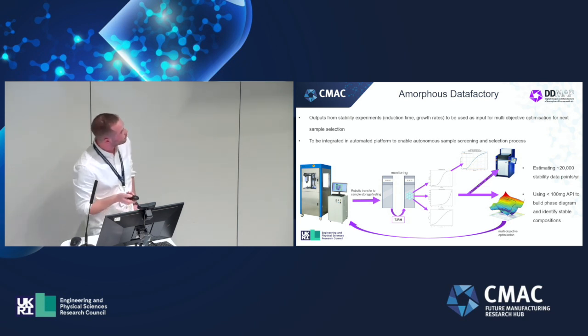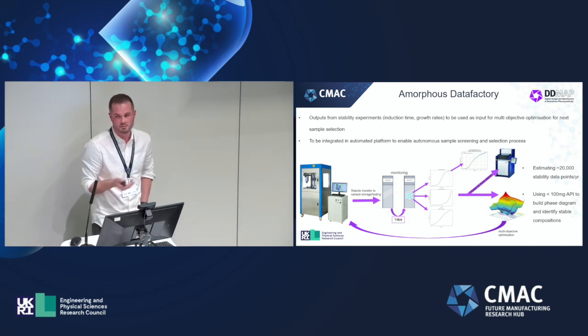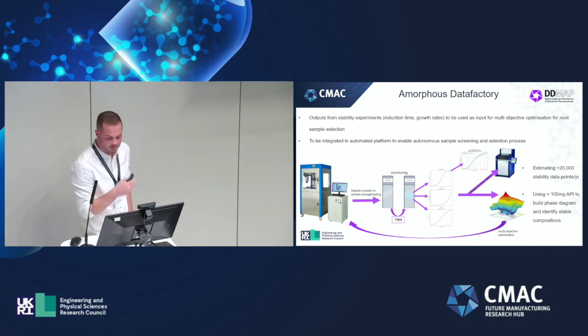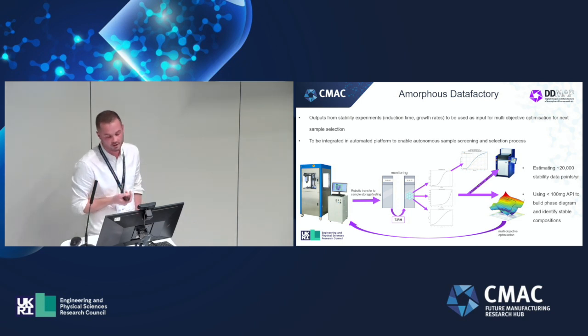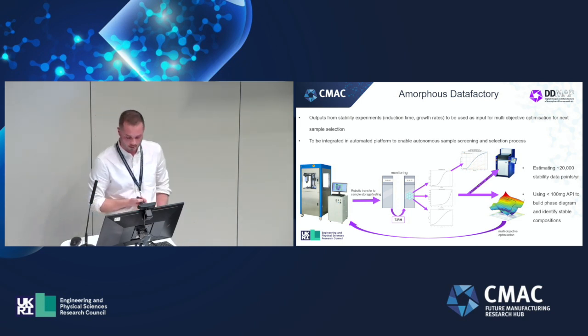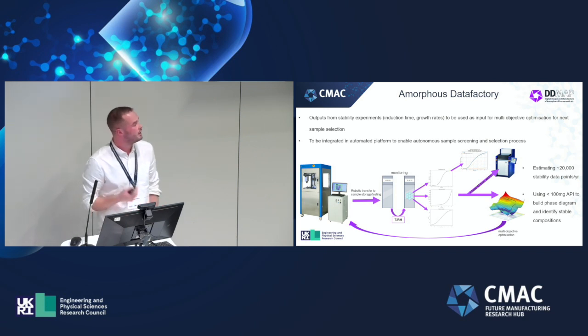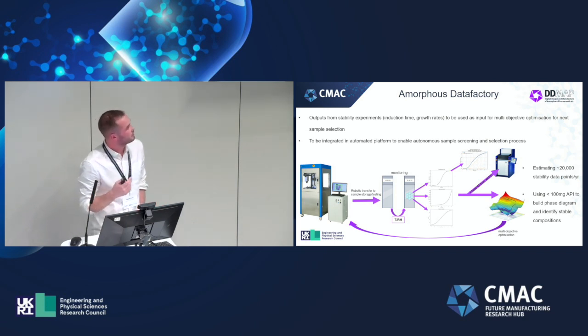Again, once it's crystallised, amorphous materials are not necessarily of interest in that, but as tying in with CCS and some of the other programmes in CMAC before being fed into our optimisation algorithm to go back in a constant loop. So we're estimating quite a lot of data points being churned through. I've said here roughly 20,000 per year and less than 100 mg of API. But yeah, it's quite decent.